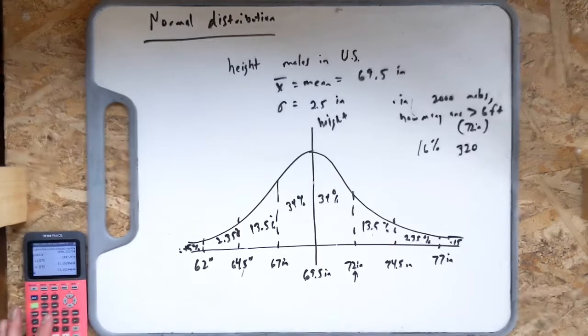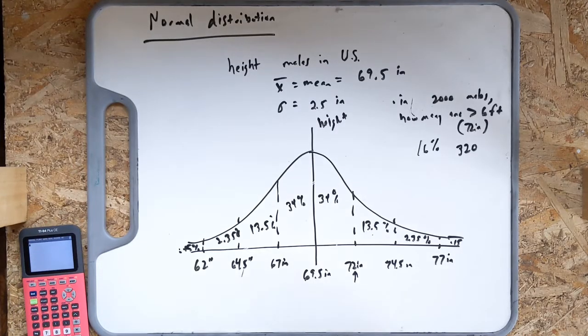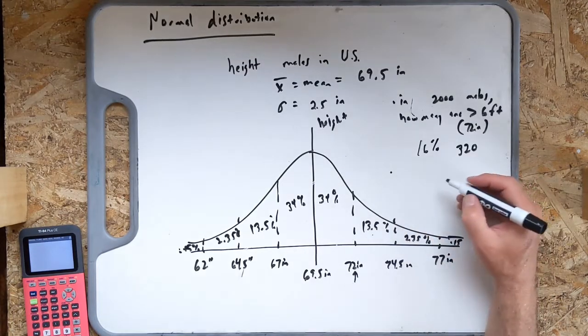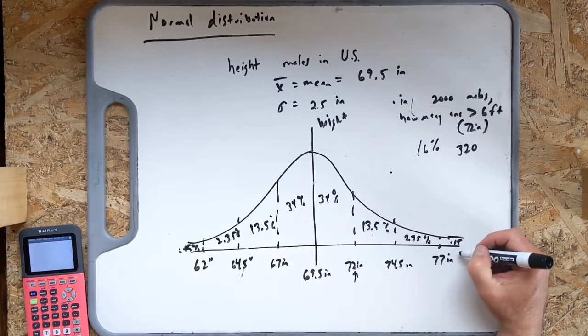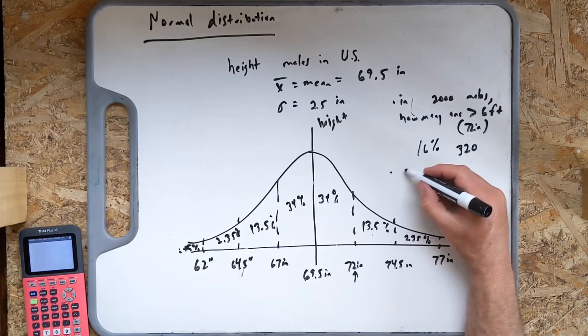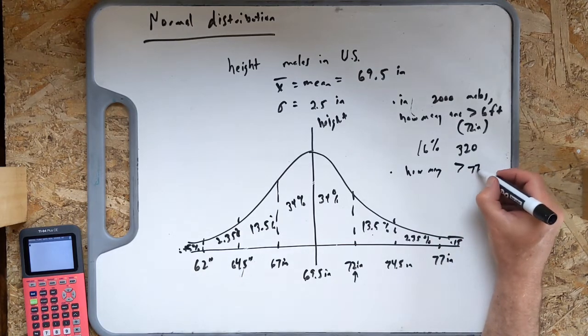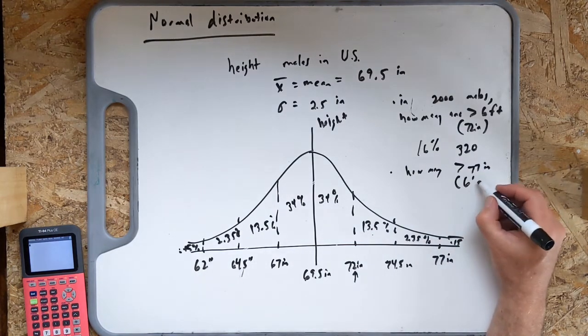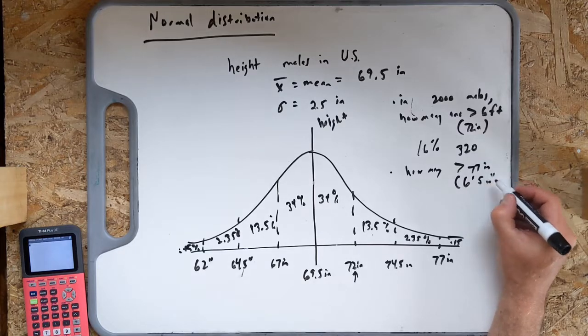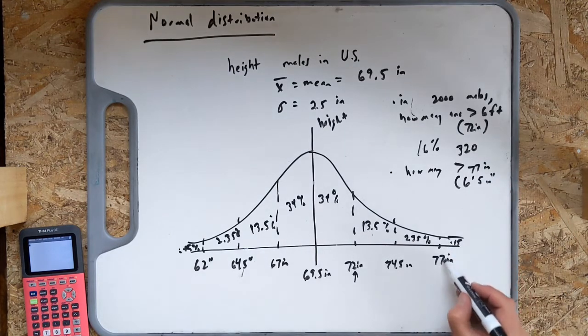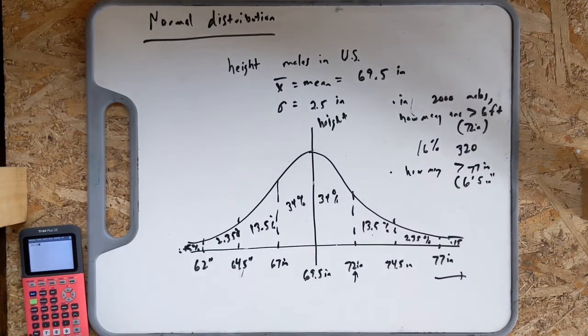I'm going to calculate it out for some of these in case they get a little more complicated. How many would you expect to be taller in that same group than 77 inches, which is 6 foot 5 inches? So pretty tall. That number is just 0.15% of the population. So 0.15%. It's a really tiny number.